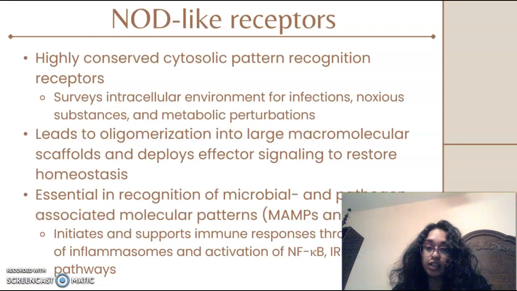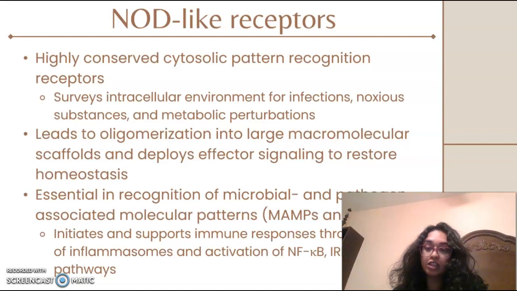Next, we have NOD-like receptors, which are highly conserved cytosolic pattern recognition receptors that perform critical functions in surveying the intracellular environment for the presence of infection, noxious substances, and metabolic perturbations. And sensing of these danger signals by NOD-like receptors leads to the oligomerization into large macromolecular scaffolds and the rapid deployment of effector signaling cascades to restore homeostasis.